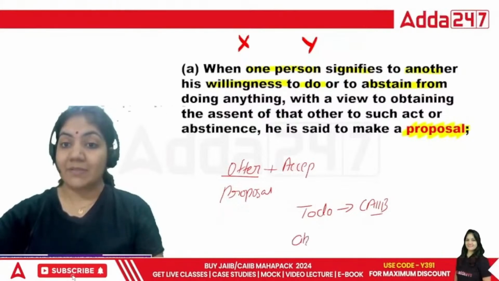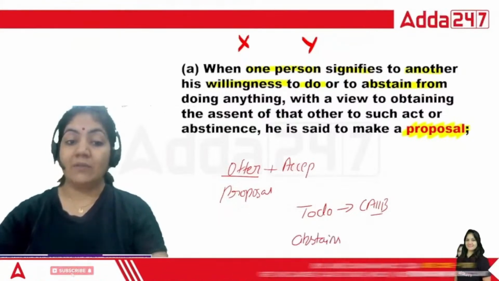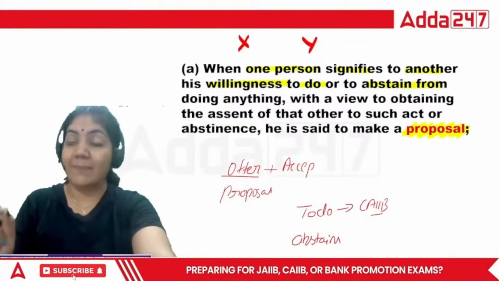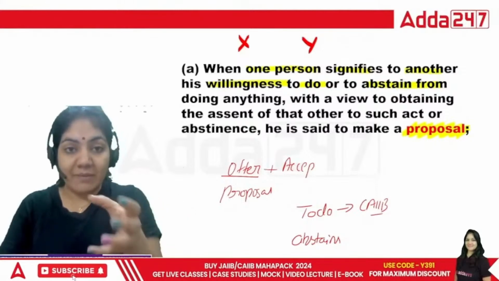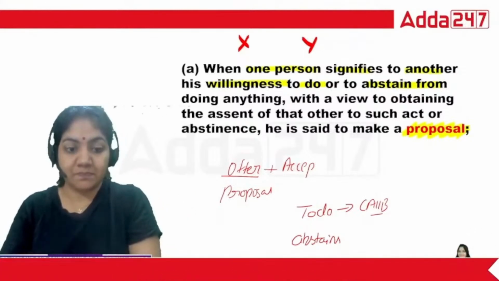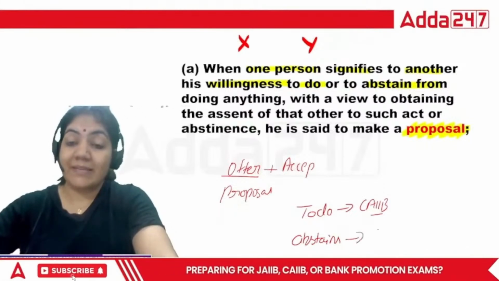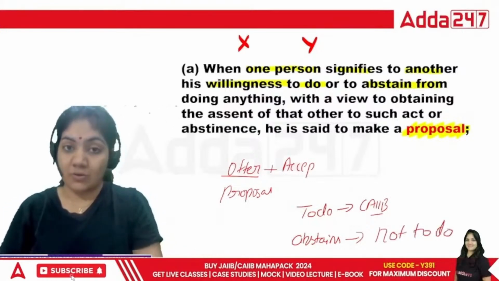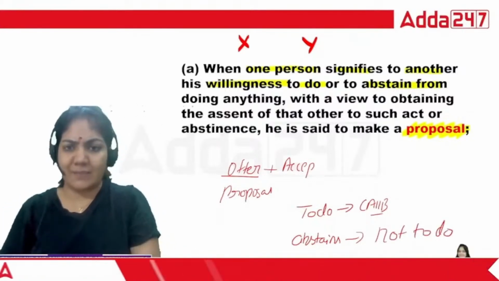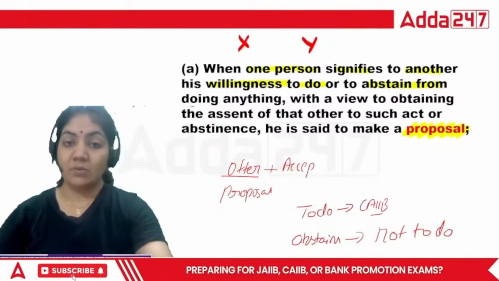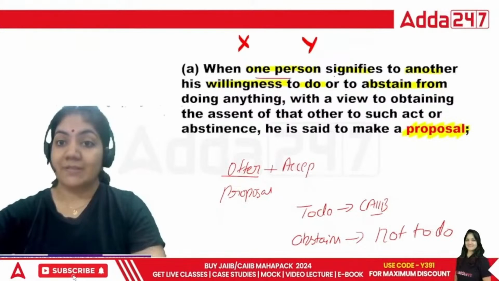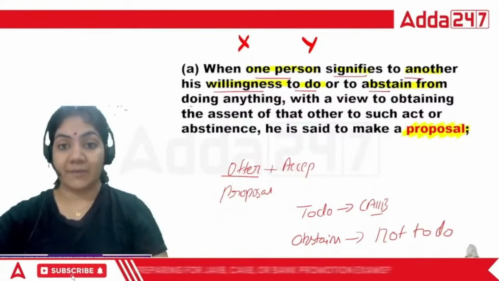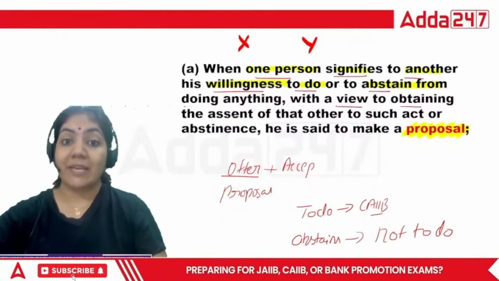And what is abstain? Abstain means I will not sell my black car, but I will sell my blue car. So not selling my black car, that is a negative term. So abstain means, in legal term, not to do. This is the simple concept of the term abstain. So what is written? When one person signifies to another his willingness to do and abstain from doing anything with a view to obtaining assent.